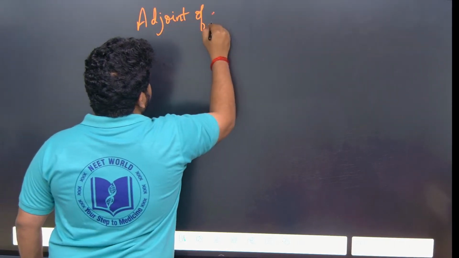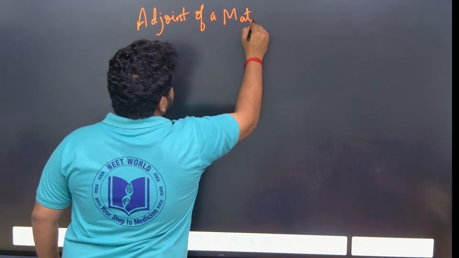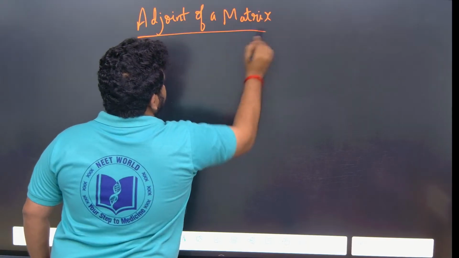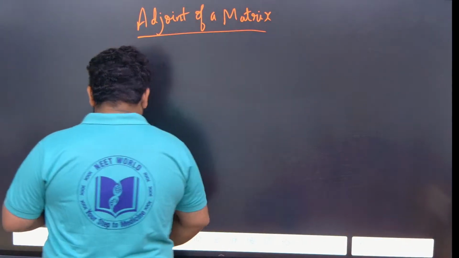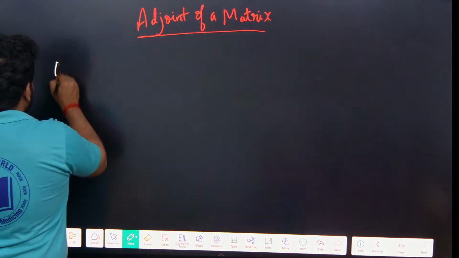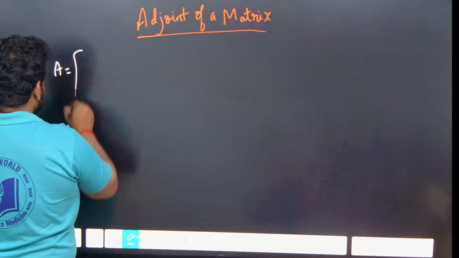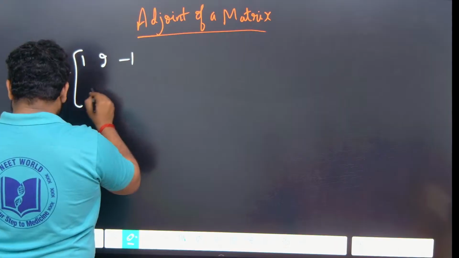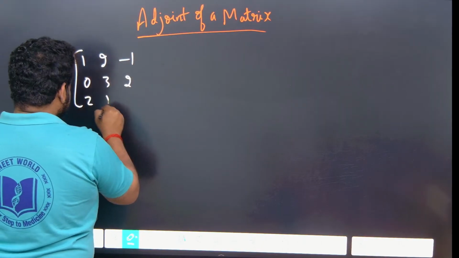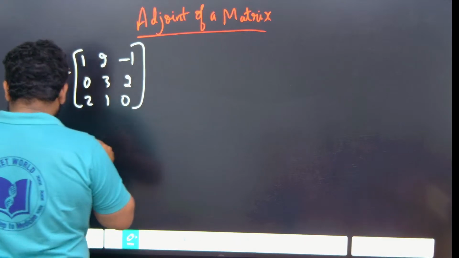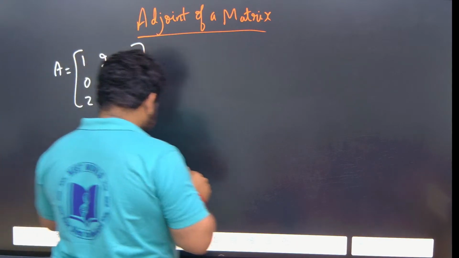Adjoint of a matrix. Now we will study what it is, the adjoint of a matrix. So let us take an example. Let us take A equal to the matrix with rows 1, 2, minus 1; 0, 3, 2; 2, 1, 0.